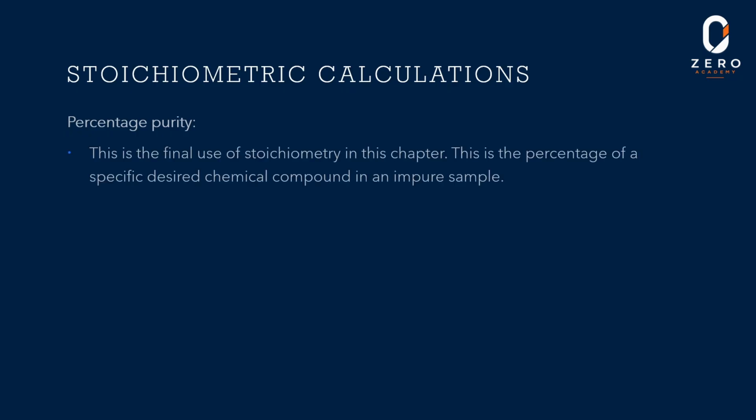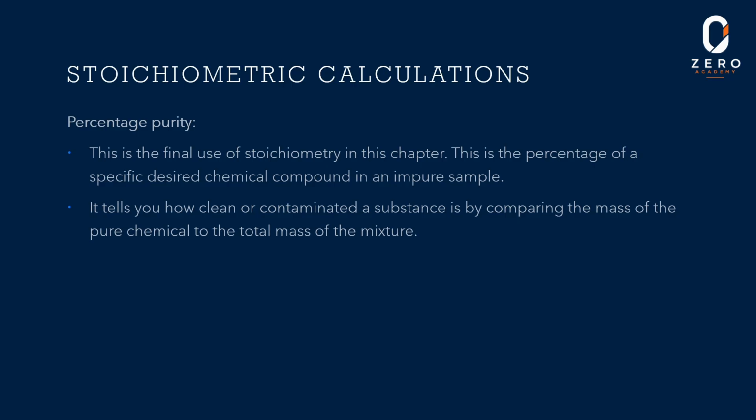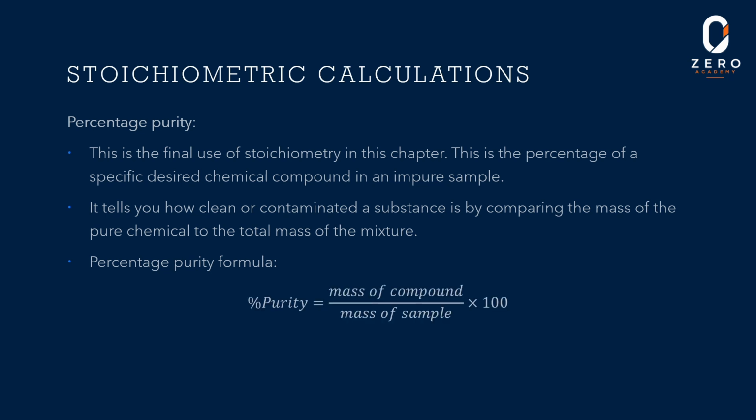Now let's move on to percentage purity. This is the final use of stoichiometry in this chapter. This is the percentage of a specific desired chemical compound in an impure sample. It tells you how clean or contaminated a substance is by comparing the mass of the pure chemical to the mass of the mixture. The percentage purity formula is as follows. Percentage purity is equal to the mass of compound divided by the mass of sample, all multiplied by 100.